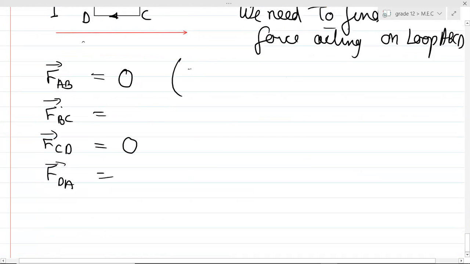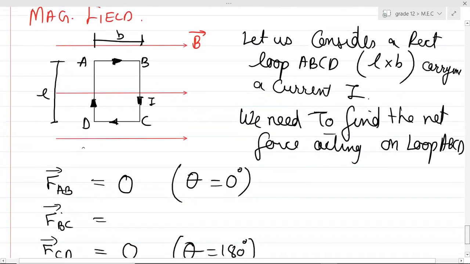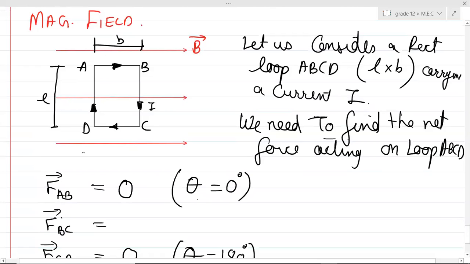Why? Because theta is 0 degrees for one and theta is 180 degrees for the other. Did everyone understand this? The angle between the current vector and the magnetic field is 0 degrees for AB, and the angle between the current and magnetic field is 180 degrees for CD.